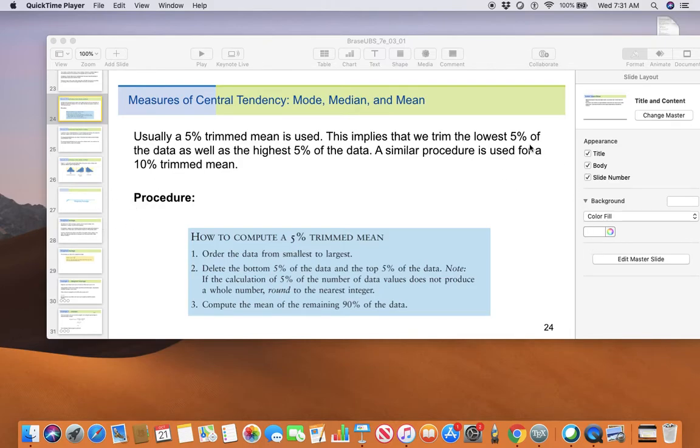Get rid of it. But let's look at what is 5% trimmed mean. Order the data from smallest to largest. Delete the bottom 5% of the data and the top 5% of the data. If the calculation of 5% of the data numbers does not produce a whole number, round to the nearest integer. Okay. Compute the mean of the remaining 90%.